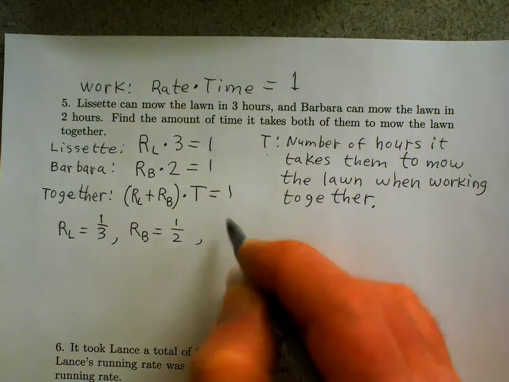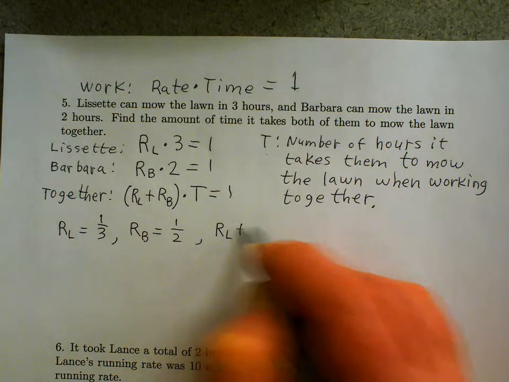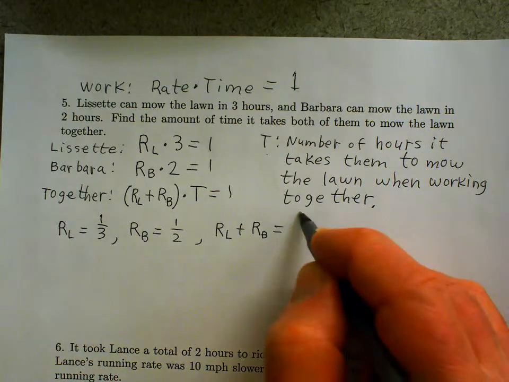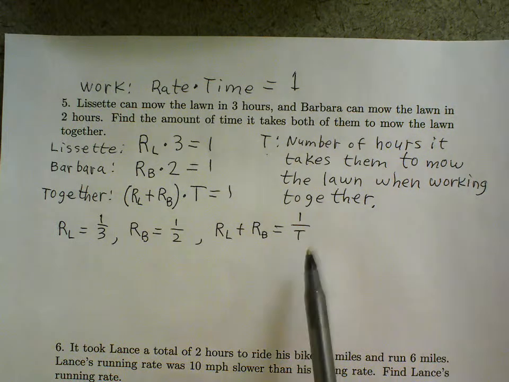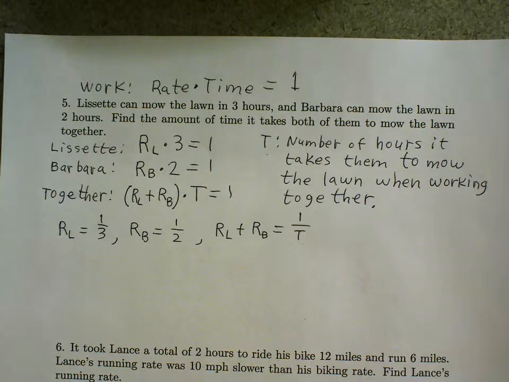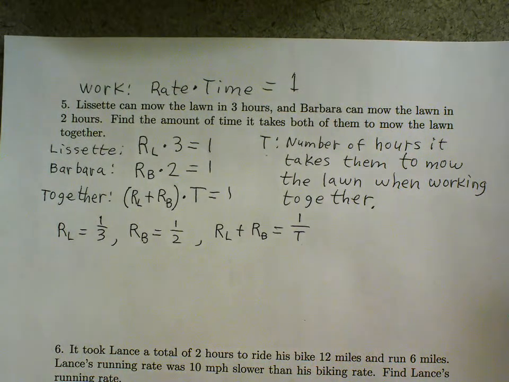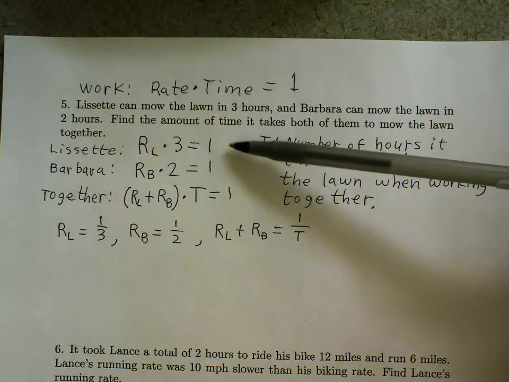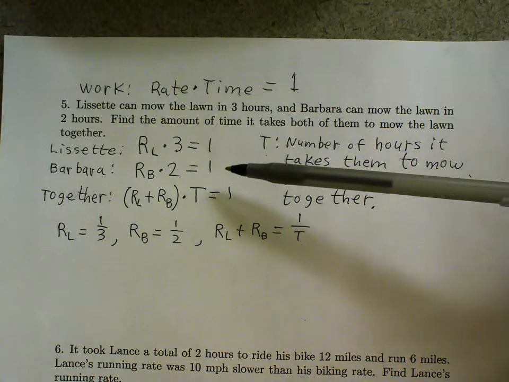When they work together, for now, all we can say is that the rate is 1/T. The goal is to determine what the value of T is. So let's just summarize the procedure up to this point. We're given information about work. We write down a rate times time equals 1 equation for Lizette, and a rate times time equals 1 equation for Barbara.